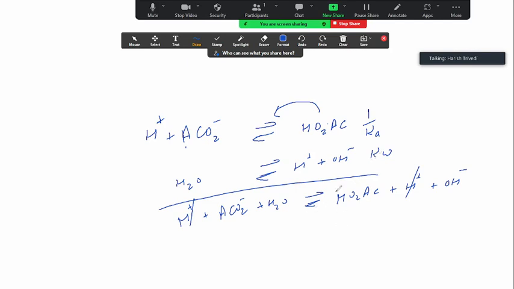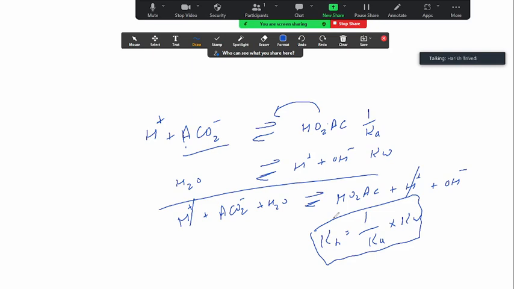So to find out the total, KH, the hydrolysis constant of this acetate salt, because it is acetate, it will form 1 upon Ka into Kw. So by this way we can derive the formula of KH.